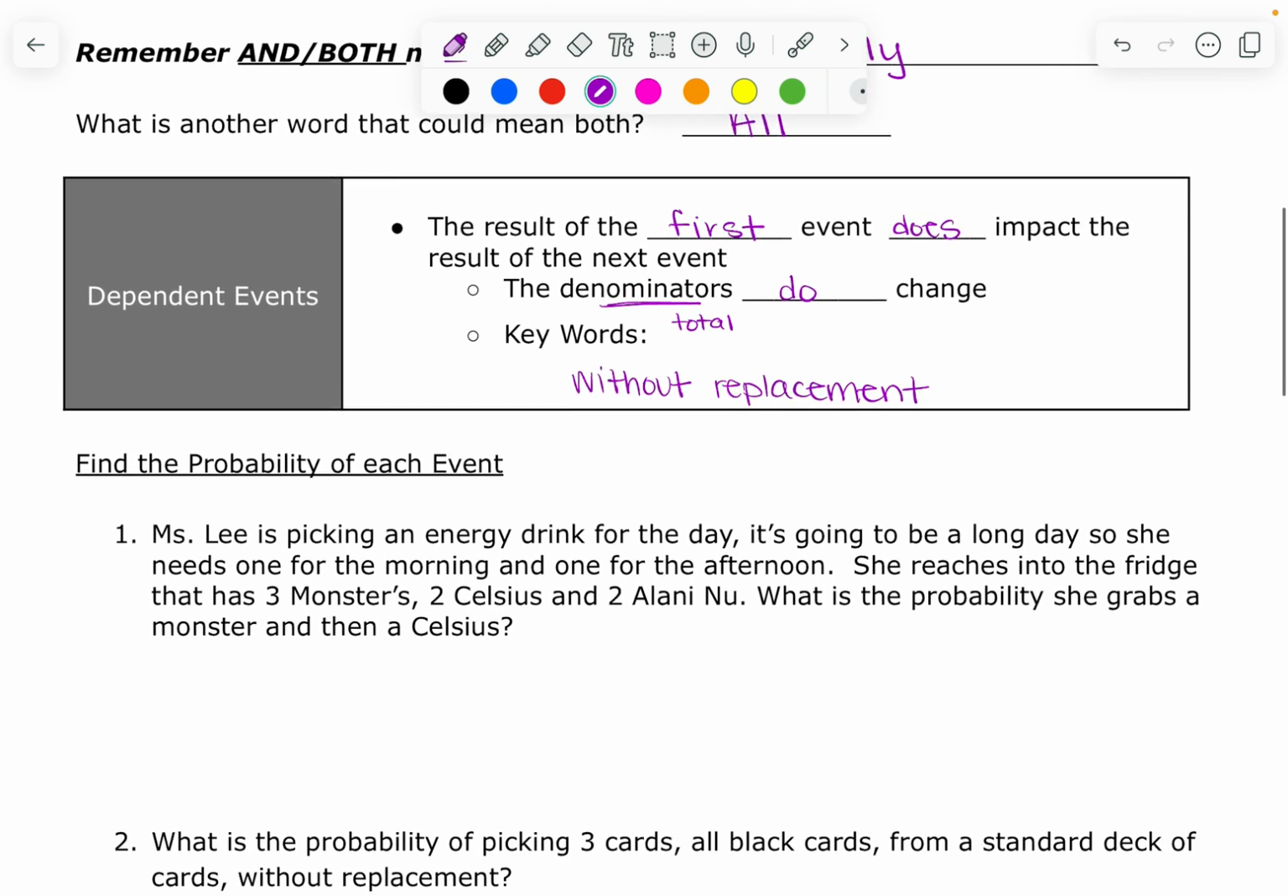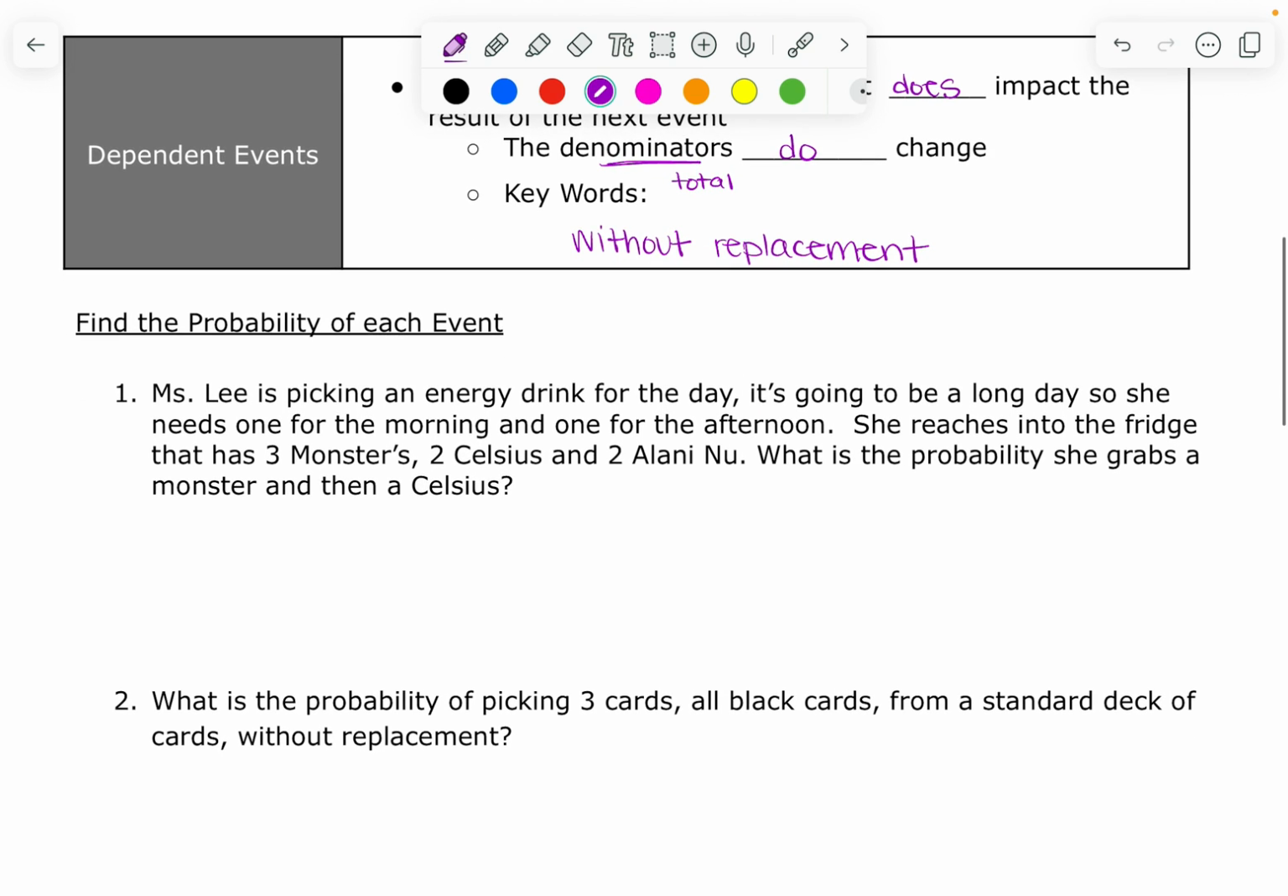All right, let's go ahead and look at this first one. Miss Lee is picking an energy drink for the day. It's going to be a long day, so she needs one for the morning and one for the afternoon. She reaches into the fridge that has 3 Monsters, 2 Celsius, and 2 Alani Nu. What is the probability she grabs a Monster and then a Celsius?